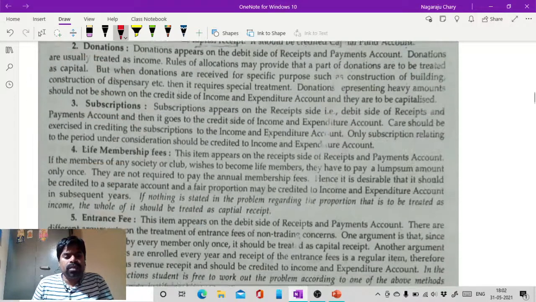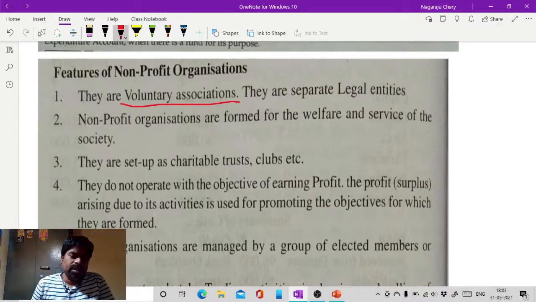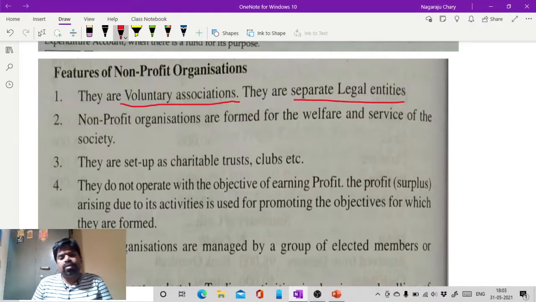Okay, first let us know the features of non-profit organizations. Voluntary association: this is not established by anyone, it is a voluntary association. That means members may voluntarily come and establish the organization. So they are separate legal entities. Sometimes an act may be implemented, or the government may establish this type of organization, and it may continue.